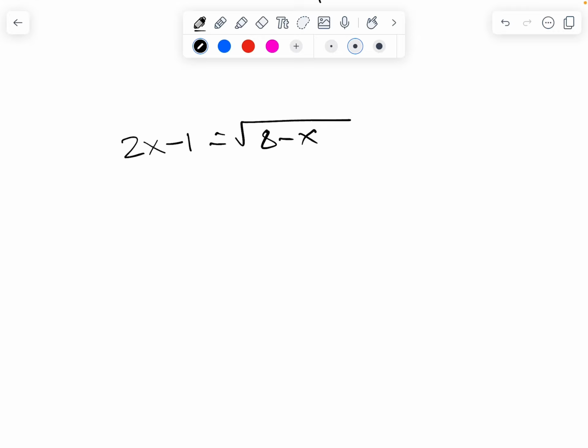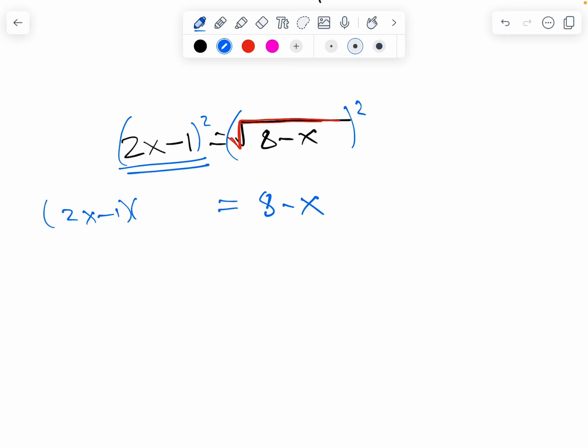So for this one, we want to get rid of this square root symbol. To get rid of a square root symbol, we have to square both sides. So we're going to square this, we're going to square this. Now, the square root and the square root symbol cancel out, leaving us this. Now, this one is a bit of a chore. We've got to multiply that out. 2x minus 1, 2x minus 1. If you multiply that out, you're going to get 4x squared minus 4x plus 1.